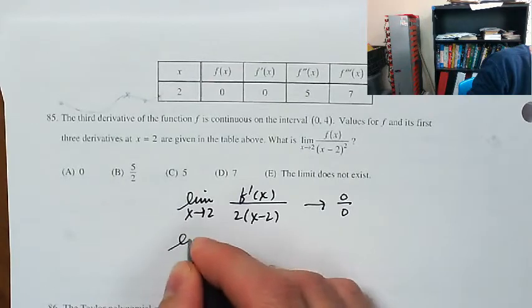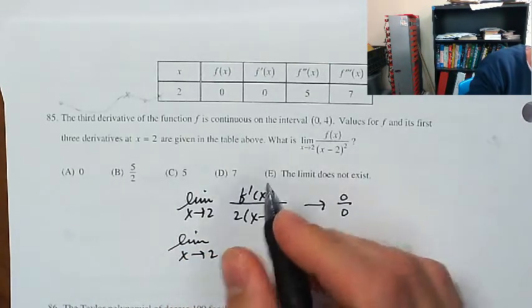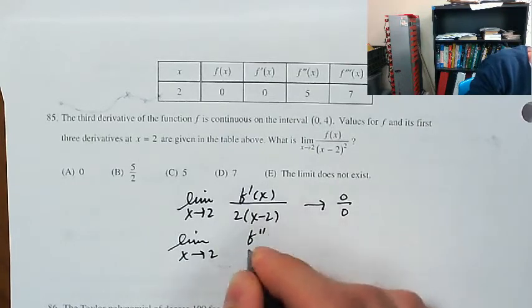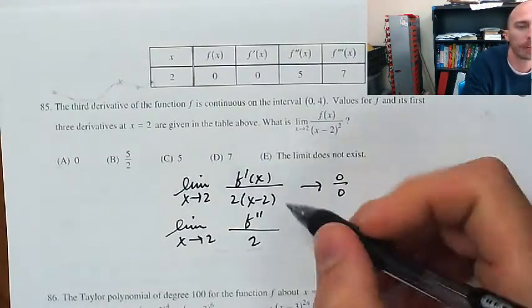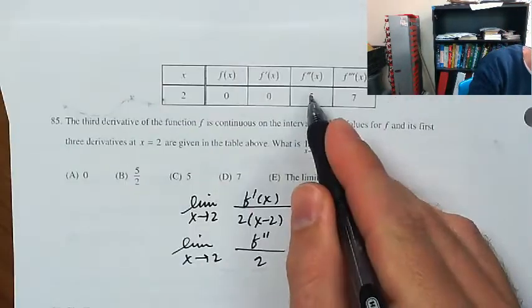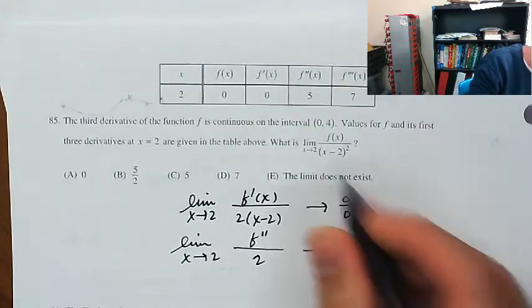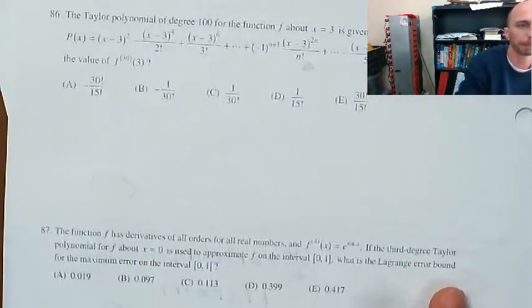We're going to use L'Hopital's rule again, but nobody's checking my multiple choice booklet for the quality of my work, so I'm going to call that f double prime divided by 2, right? Because this would be 2x minus 4, and the derivative of 2x minus 4 with respect to x is just going to be 2. And then f double prime is 5. I've got divided by 2 from down there. That's going to be 5 halves. I'm ready to move on.